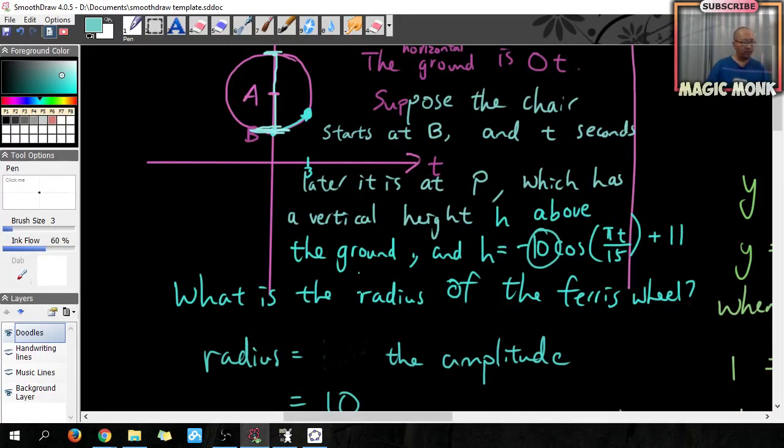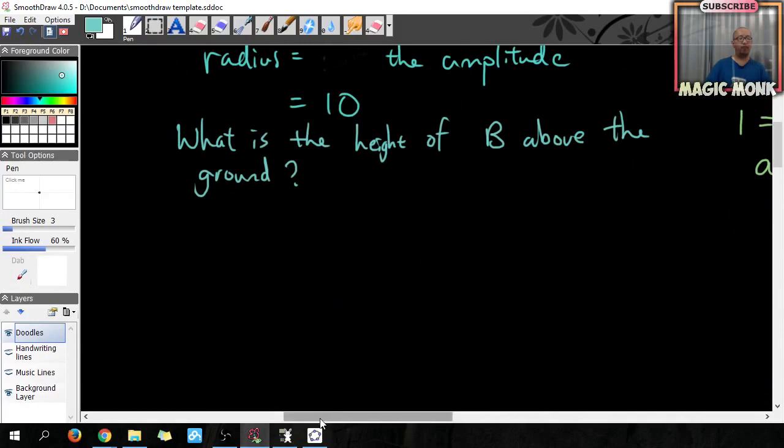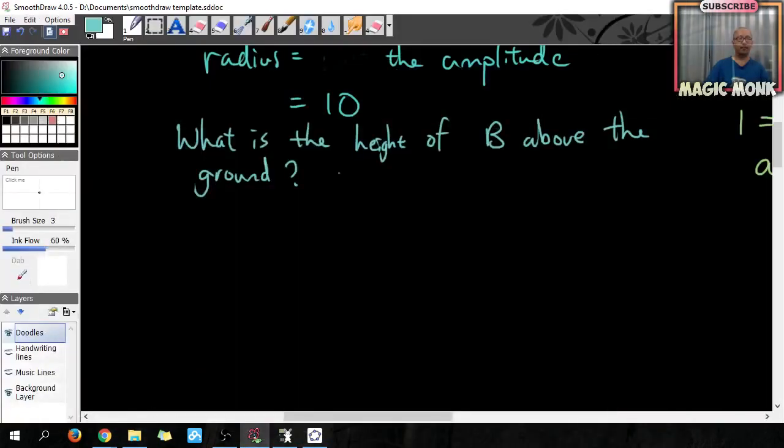Height of B above the ground. So B, I guess, is the lowest point of the Ferris wheel, isn't it? So B is right here. So the height of B above the ground is going to be the lowest point, which is 1 unit above the ground.